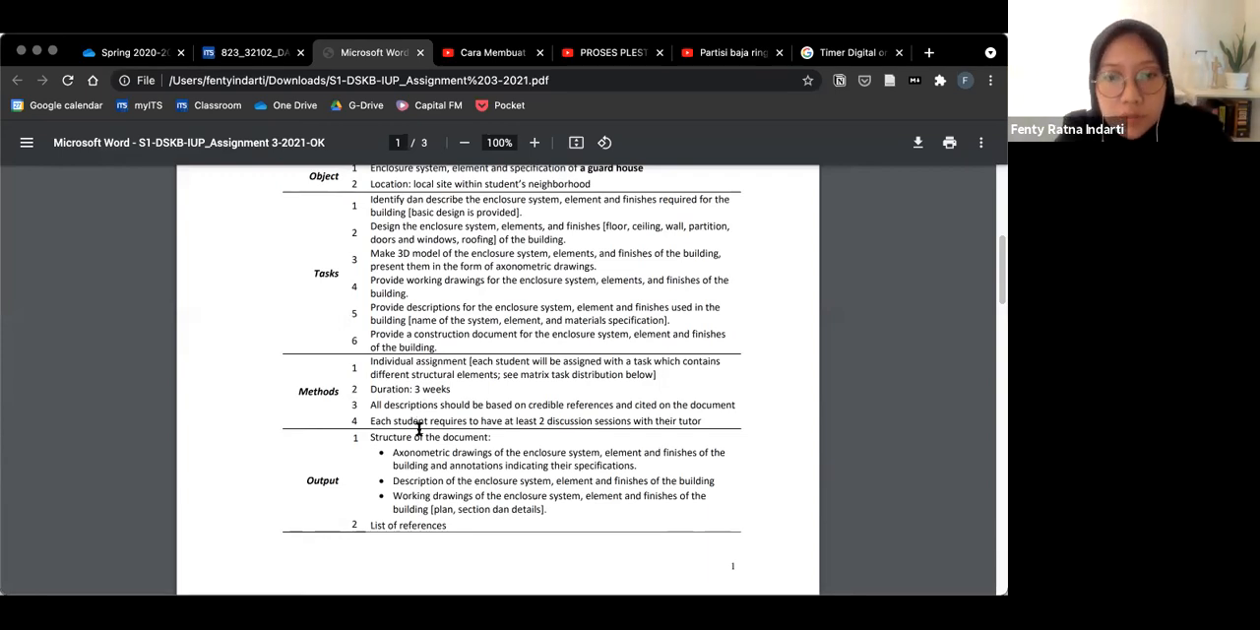And then all descriptions should be based on credible references and cited in the documents. And each student is required to have at least 2 discussion sessions with their tutor, or we can call it a tutorial session. Again, for the tutorial session, I hope that you can do it together with your friends, because from there you can learn from each other and compare with each other.